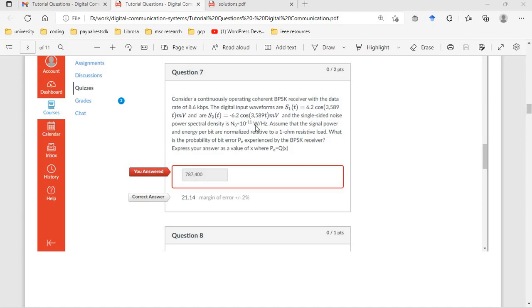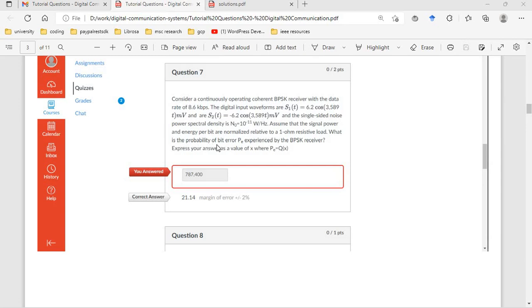Consider a continuously operating coherent BPSK receiver with a data rate of 8.6 kbps. The digital waveforms are S1(t) = 6.2 cos(3589t) millivolts, and S2(t) = -6.2 cos(3589t) millivolts. The single-sided noise power spectral density is N0 = 10^-11 watts per hertz. Assume that the signal power and energy per bit are normalized relative to a 1 ohm resistive load.